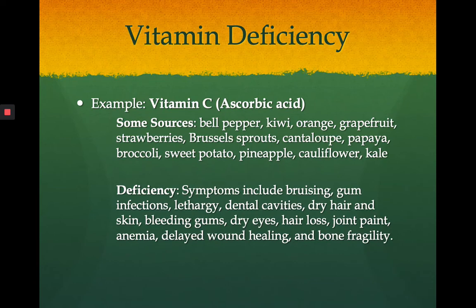So here's an example. If we don't get enough vitamin C, perhaps because we're not eating any of the food items on that list, bell peppers, kiwis, oranges, grapefruits, cauliflower, kale, we can find ourselves over time dealing with a deficiency, which can lead to symptoms like bruising, gum infections, lethargy, which means getting tired, cavities, dry hair, and skin. You see a whole list there. So vitamins aren't just something that would be good to have, they're something that we need. And if we start dealing with some health issues, it could very well connect to the fact that we're not getting enough of those vitamins, those micronutrients, in our regular diet.